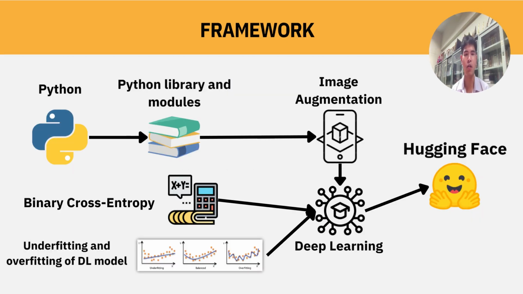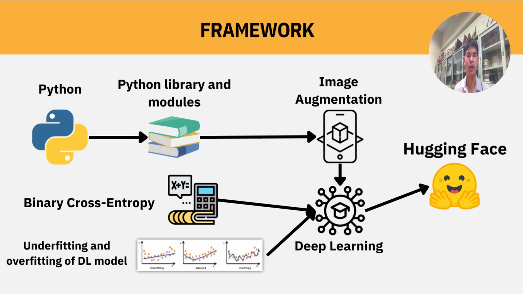So this slide is about the framework. We use Python as the base language for our application, and use libraries and modules, and then use image augmentation. So it means you have one piece of information, but you can make many pieces of information that are similar. And then we will use the library cross entropy to consider whether the information is good or not.